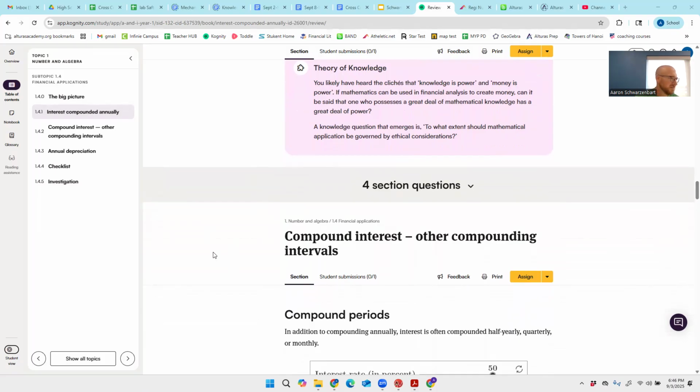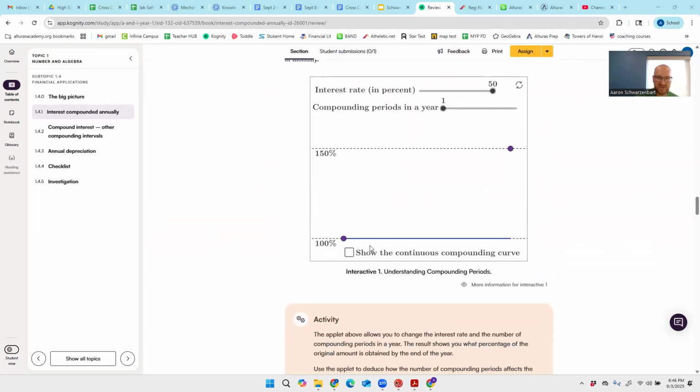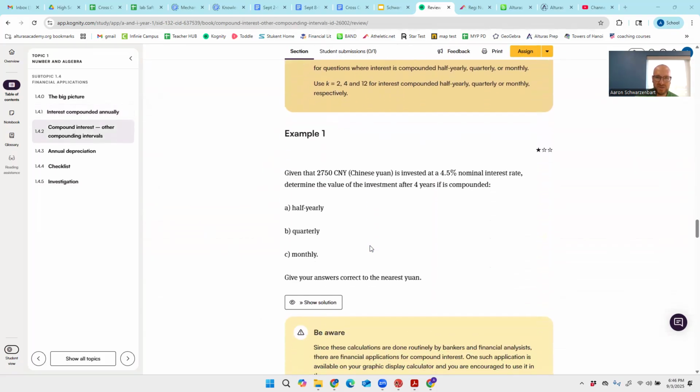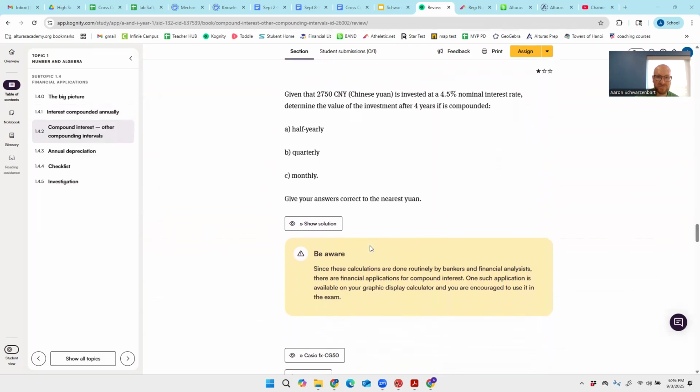Okay. Compounding, other interest, other intervals. Well, what do we do? Say given this investment of Chinese yuan, invested at 4.5% interest nominally, to do it half yearly, we do 1 plus 0.045 divided by 2 to the 2 times 4. And we can get these amounts.